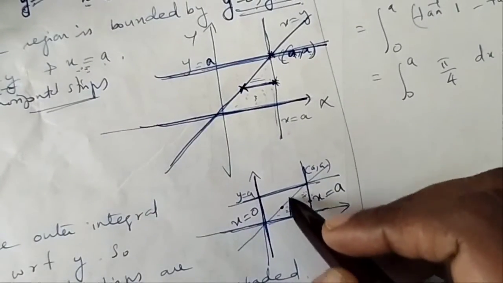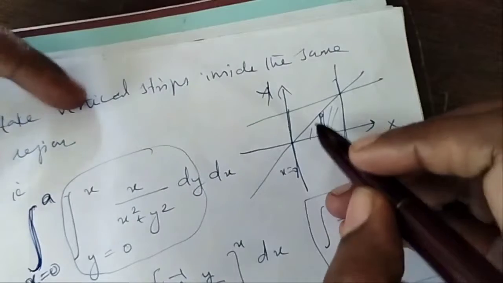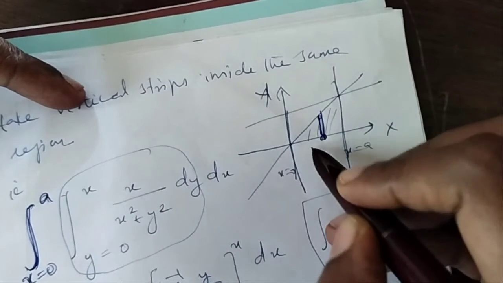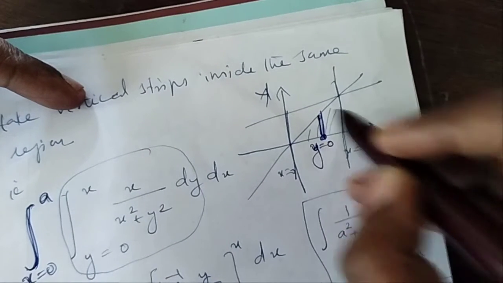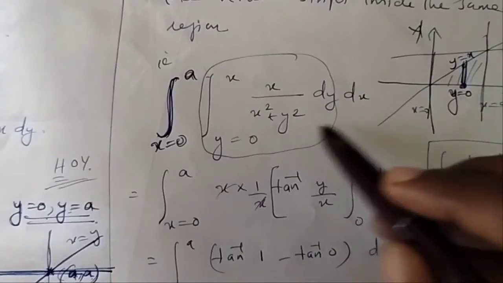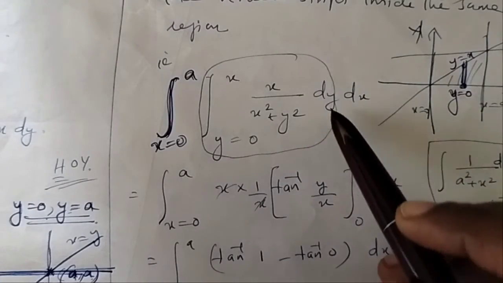Draw a vertical strip inside this region. The two ends of that strip are y is equal to 0 to y is equal to x. Then x by x square plus y square dy dx, integrate with respect to y.